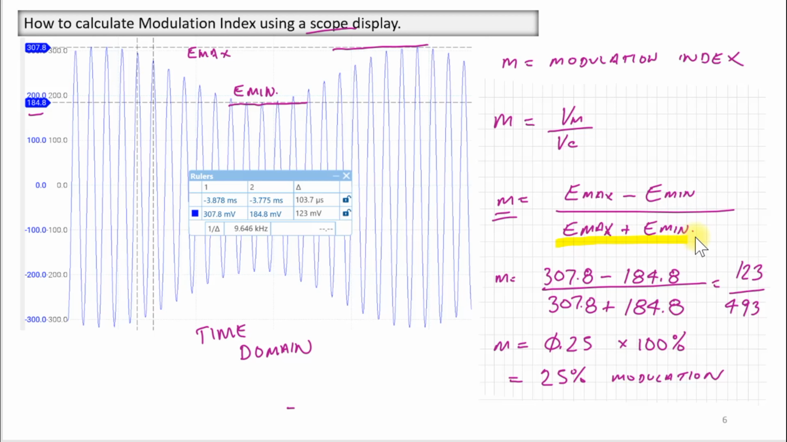Okay. And in this example, these are the values I obtained. 123 over 49, that gave me 0.25, but to get it in percent, I multiplied by 100 to give me 25% modulation.